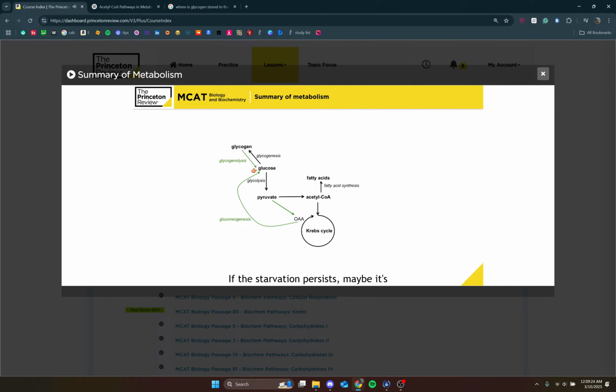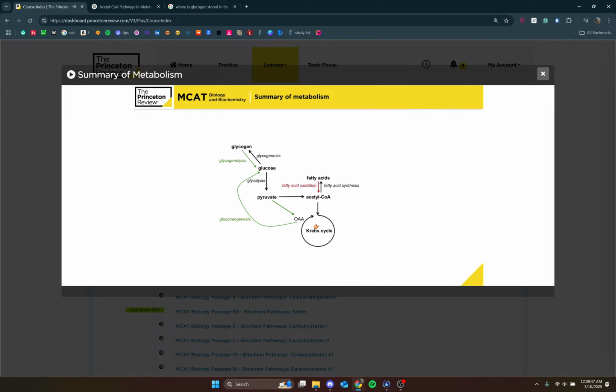If the starvation persists, maybe it's now been 24 hours since you ate, you didn't have time to eat, or maybe you are fasting for the day, then your body is going to switch to fat metabolism and start breaking down some of those fatty acids that you created earlier in times of plenty. So fatty acid oxidation is going to create our acetyl-CoA molecules again, which then go through the Krebs cycle and generate electron carriers.